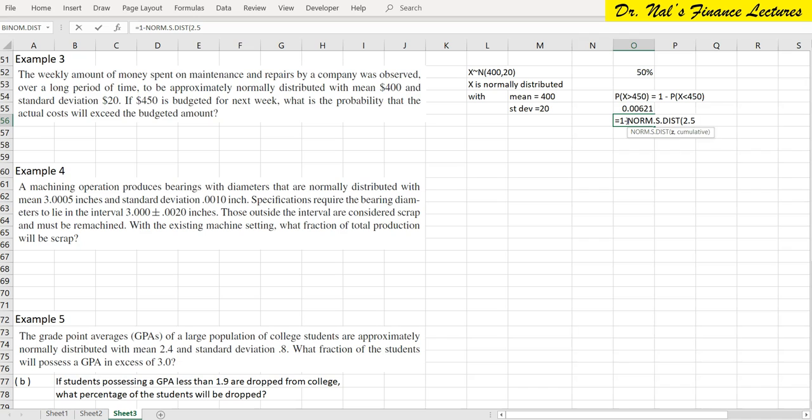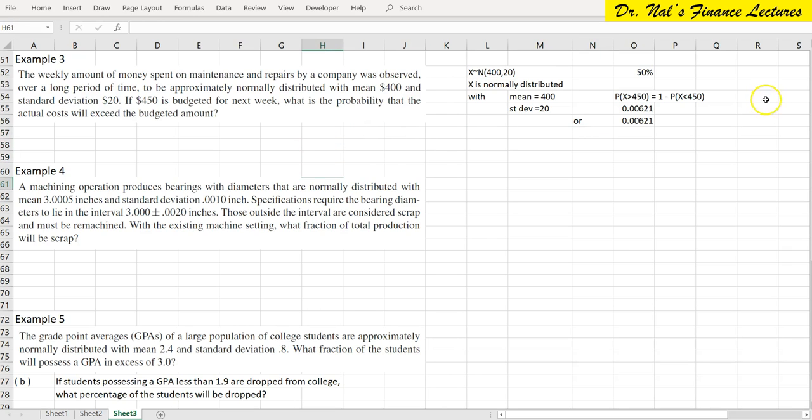Oh sorry, I meant true here. Do you guys see why 2.5? Because the standard deviation is 20, and 450 is 2.5 standard deviations away from 400. The gap is 50, and 50 divided by 20 is 2.5. That should have given you the same answer. Awesome, so that solves that problem.